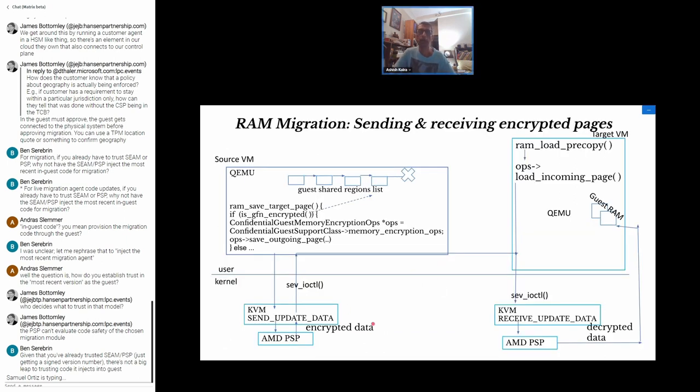So talking about this migration part, on the QEMU side, this is the RAM migration part for sending and receiving encrypted pages. It checks whether the GFN is encrypted. It consults the guest share region list, which is already part of QEMU, so it doesn't need to make any specific calls or upcalls into the kernel. It can just track that data, which is directly available to it.